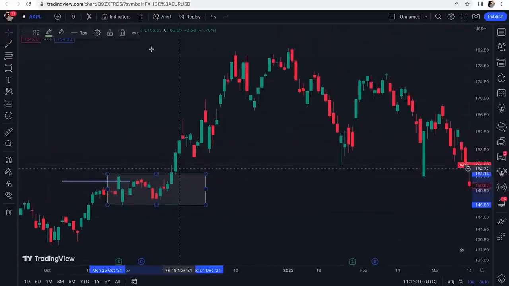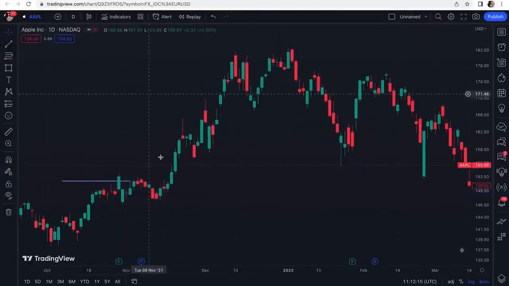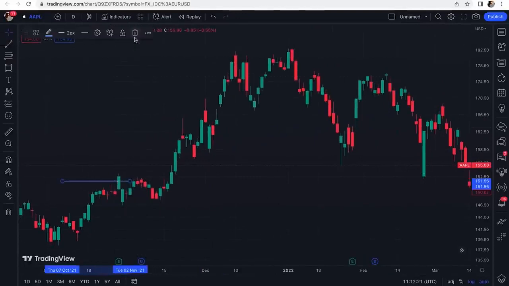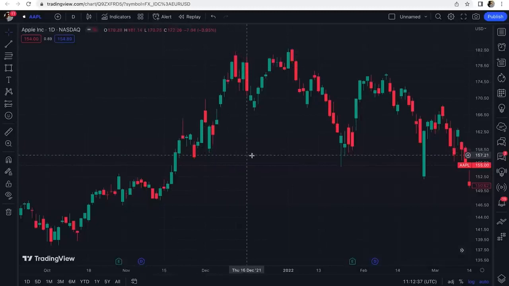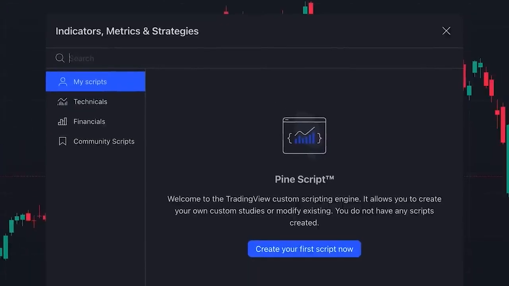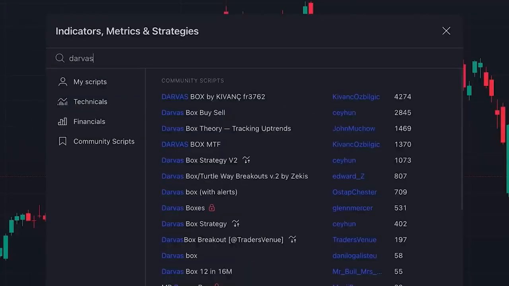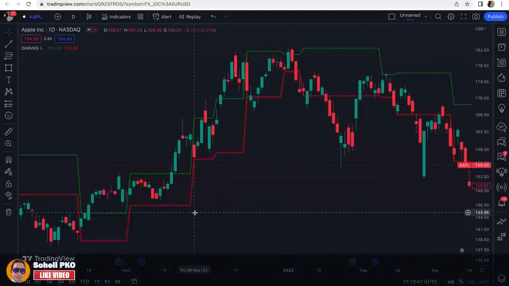These days we have access to real-time charting, and we can have complex mathematical functions on our chart simply by a few clicks. And Darvas Box is not an exception, and we can add it to any chart or any time frame here on TradingView. For adding it to our chart, we click on indicators and search Darvas Box. We add this one, which is written by Kivanc Ozbilgic, if I'm pronouncing the name correctly. Alright, as you can see, the Darvas Box is automatically calculated and added to our chart.